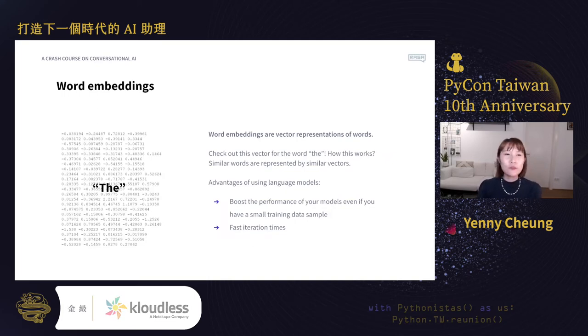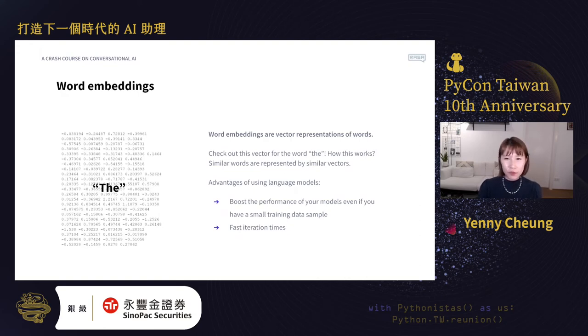So why do we do this? Why do we incorporate the language models? It has several advantages. First, it boosts the performance of your models, even though you didn't put too much training data, it already functions quite well. Your bot can already detect a lot of intents or maybe entities. And if you have a small training data sample, then that will be very advantageous. But that's a very common situation, right? When you're first getting started with building your assistant. So that usually helps a lot.